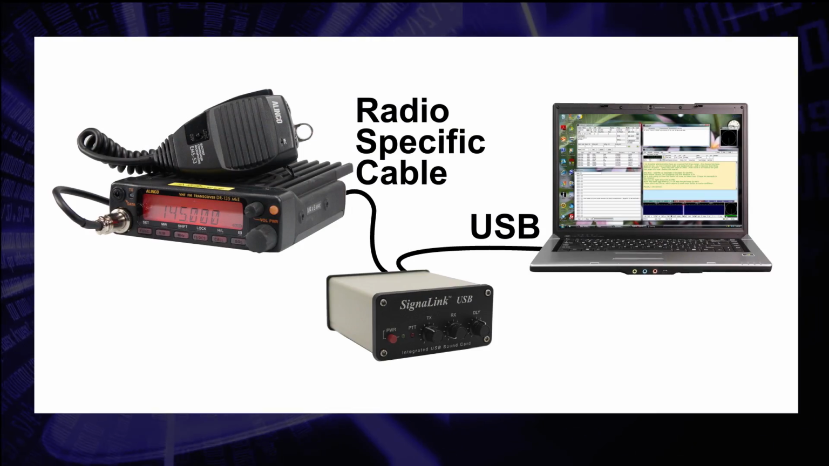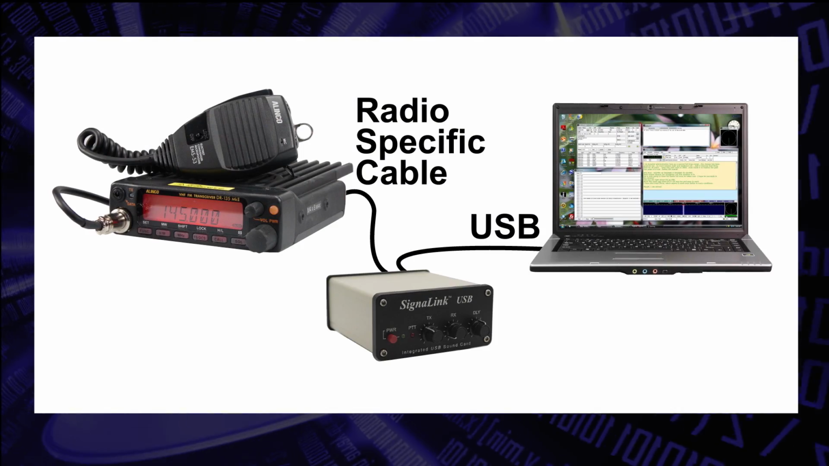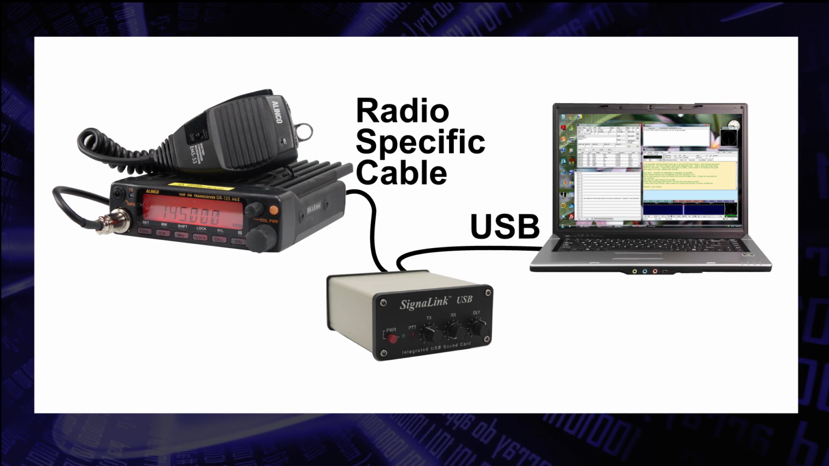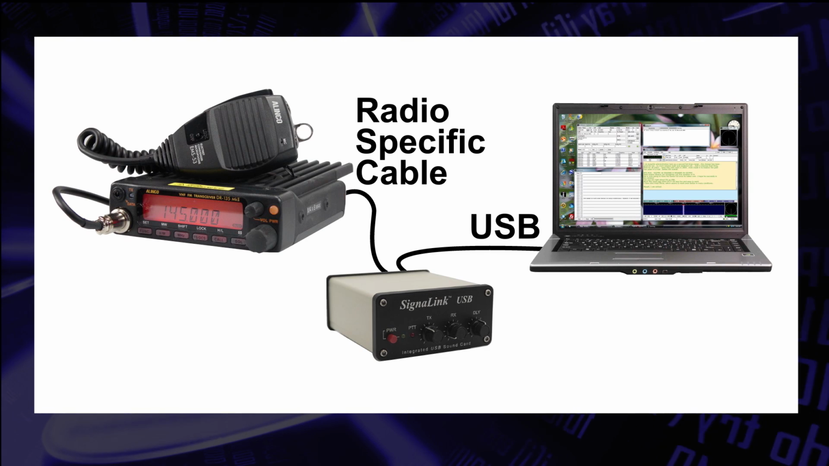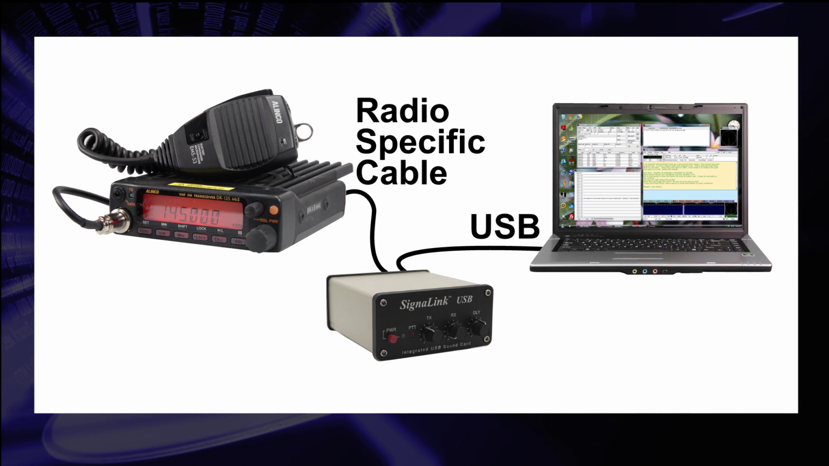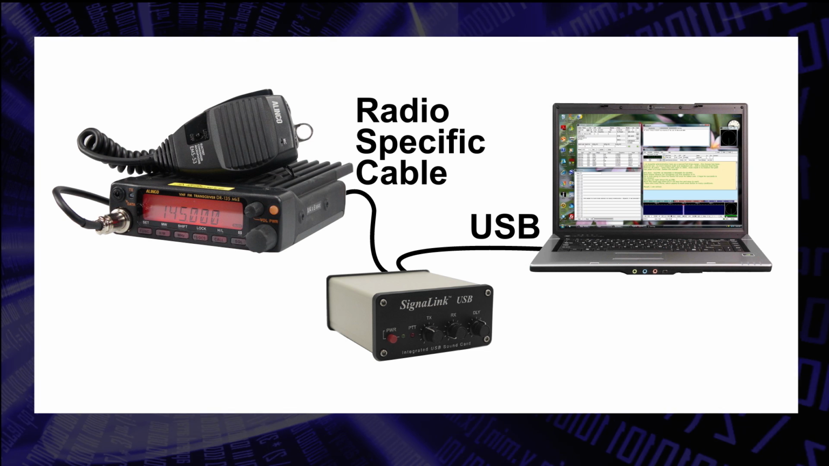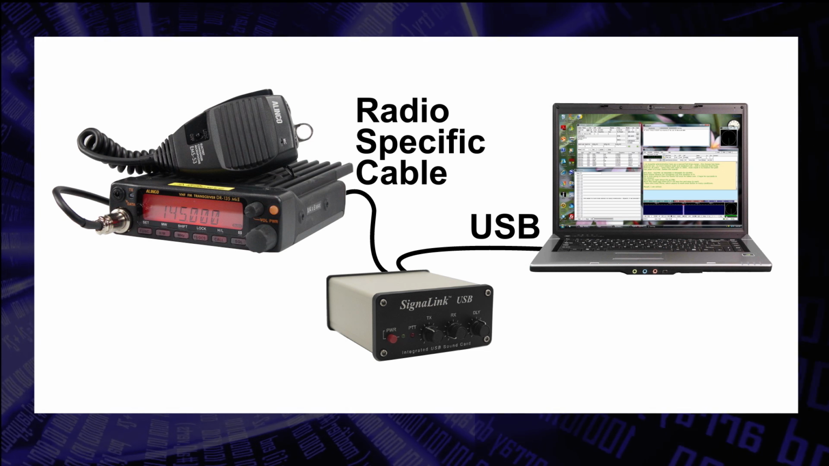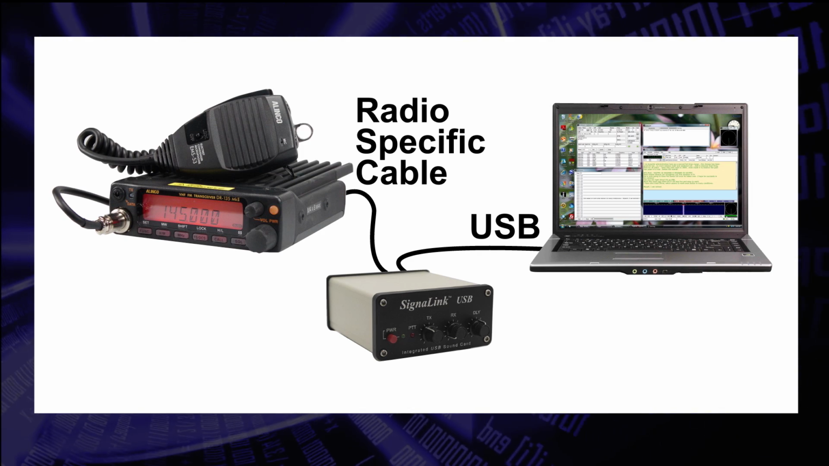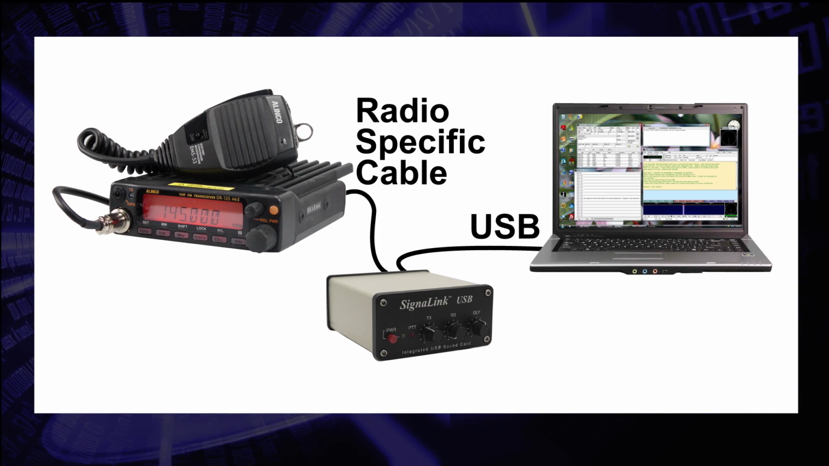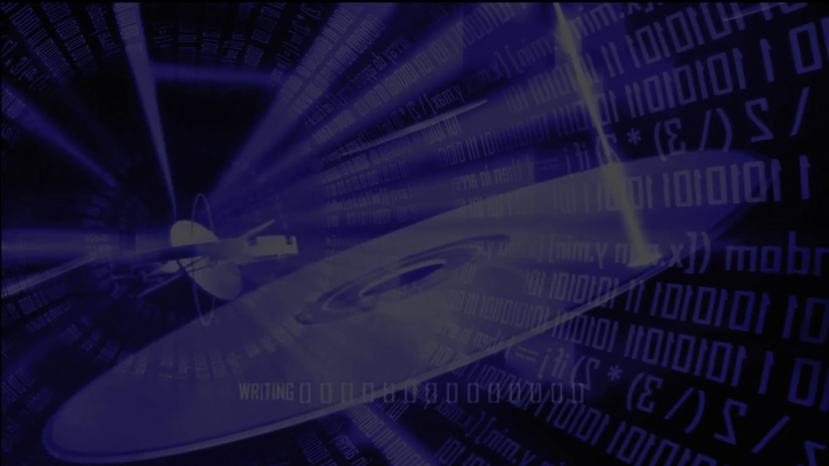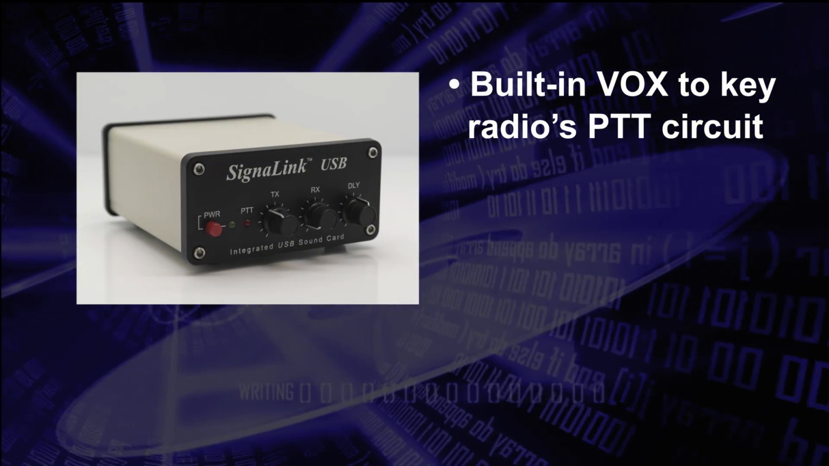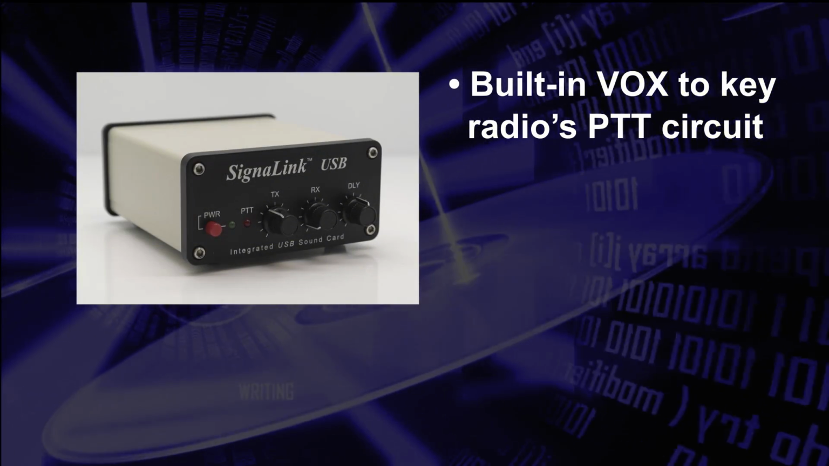One sound card interface that's easy to install and use with Windows computers is the Tigertronics Signal Link unit that currently costs $85, and connecting cables between the Signal Link and specific radios can be purchased for about $15. Of course, it's possible to make your own cable and save the cable cost. The Signal Link unit has a built-in Vox circuit that keys the radio's push-to-talk circuit.